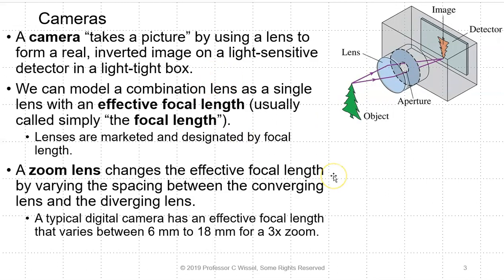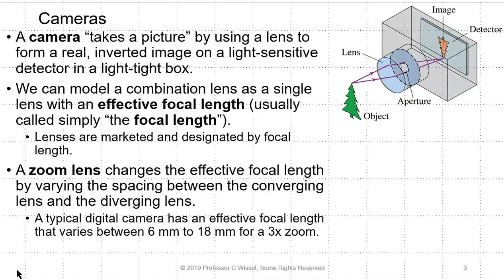Now, a camera takes a picture by using a lens to form a real inverted image on a light-sensitive detector in a light-tight box. We can model a combination lens as a single lens with an effective focal length, usually simply called the focal length. Lenses are actually marketed and designed and designated by focal length. A zoom lens changes the effective focal length of the lens by varying the spacing between the two lenses that are within the compound lens. Typically, that is a diverging lens and a converging lens.